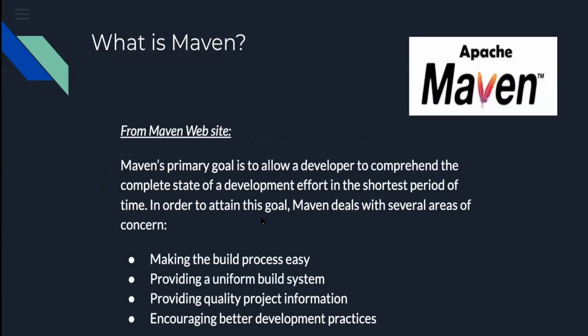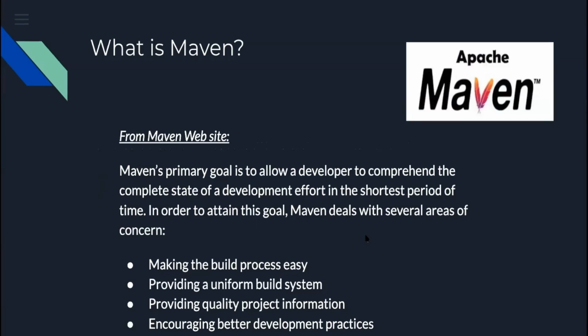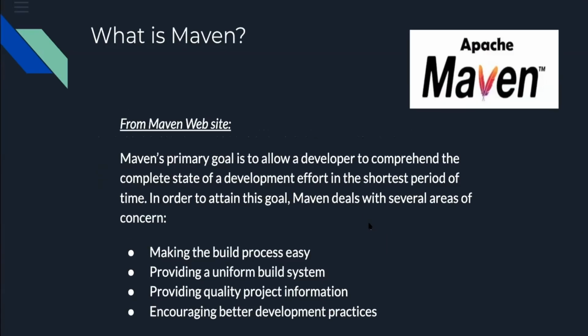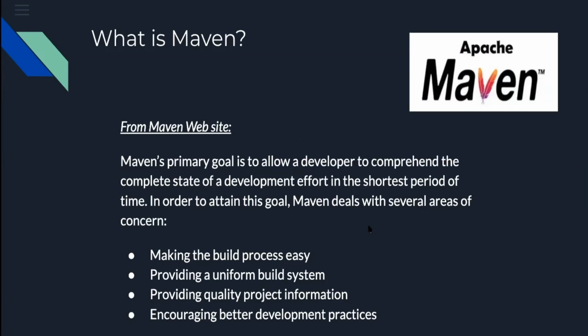What is Maven? In order to make our project more efficient, we are going to use Maven as a dependency tool to manage all of our dependencies. Maven's primary goal is to allow developers to comprehend the complete state of development effort. Maven's main purposes are to make the build process easy, to provide a uniform build system, and to provide quality project information. All of these are from Maven's website. It also encourages the developers to follow better practices.